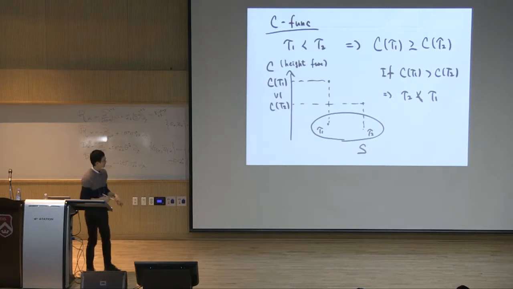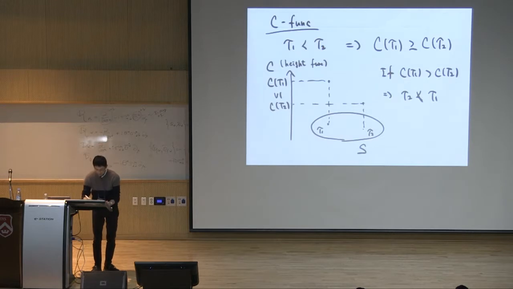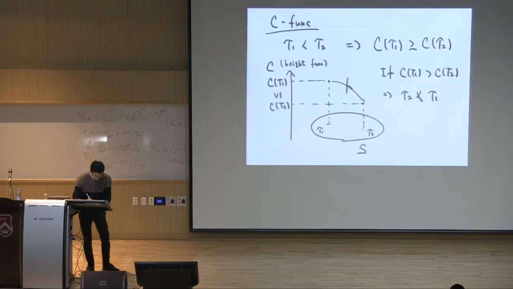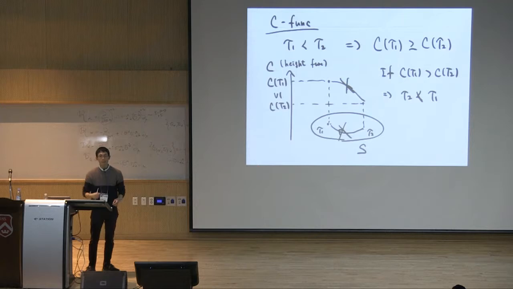It doesn't mean that there exists an RG flow from T1 to T2. We don't know whether there exists an RG flow, and you cannot exclude it. What you can exclude is the opposite. I should write it like this: in this case, there is no such RG flow. So no RG flow from T2 to T1.